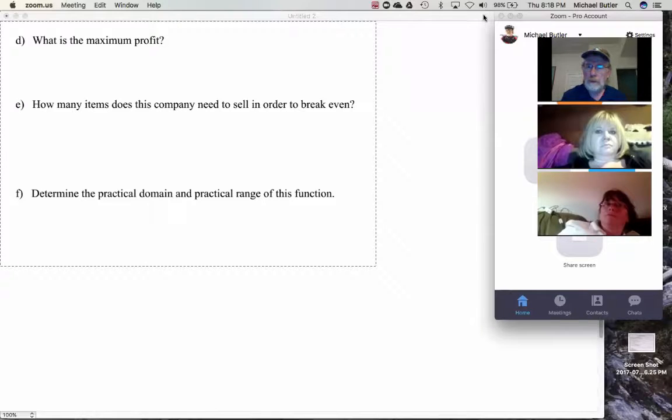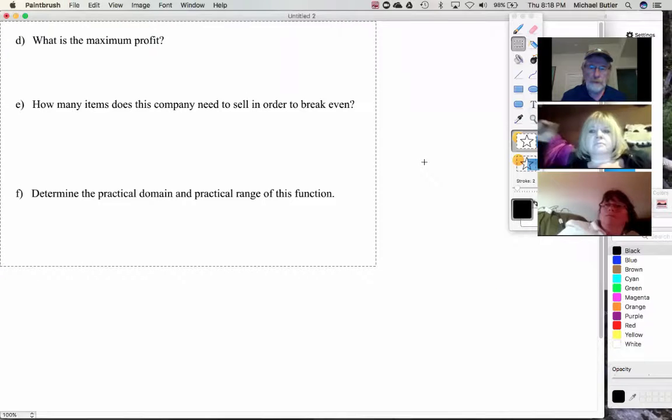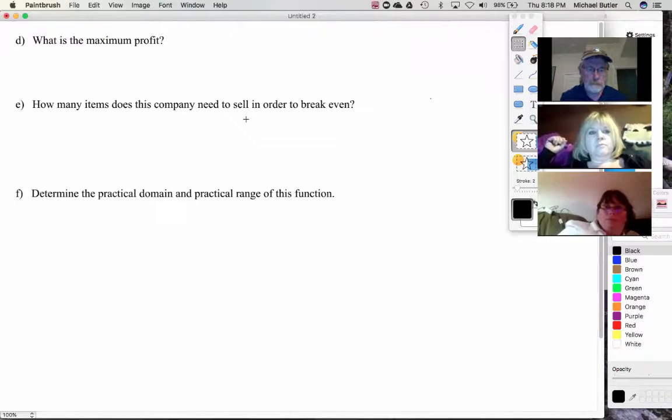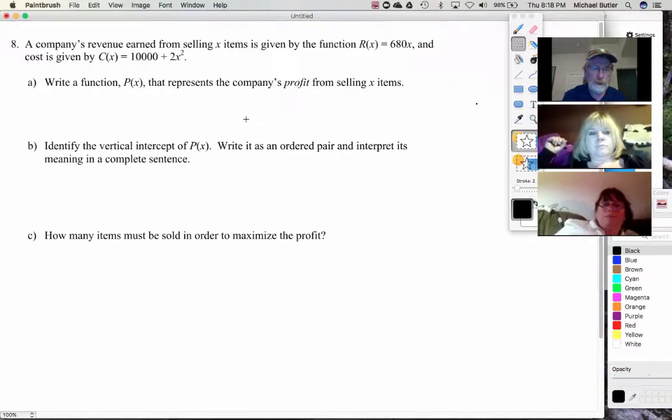Okay, now we're recording. So this is problem 8 from section 8.3 that we're going to be working on. It's the company's revenue from selling X items is given by the function R of X, and the cost is given by C of X. All right, so let's see what we can do with this thing.